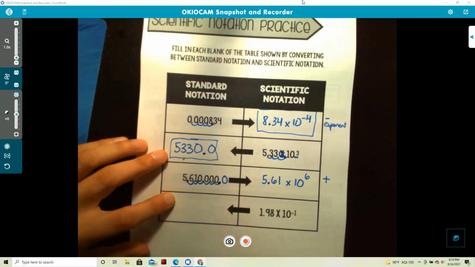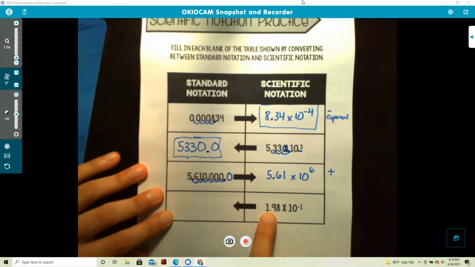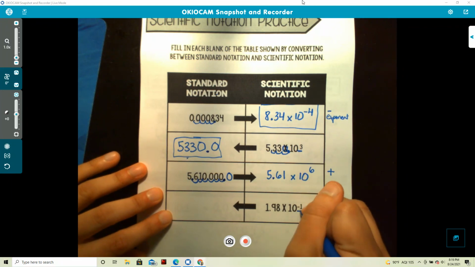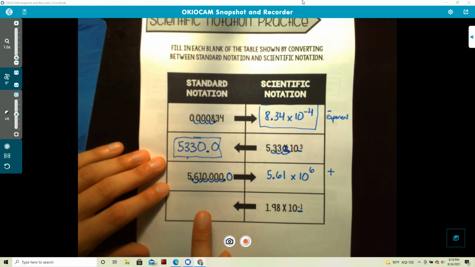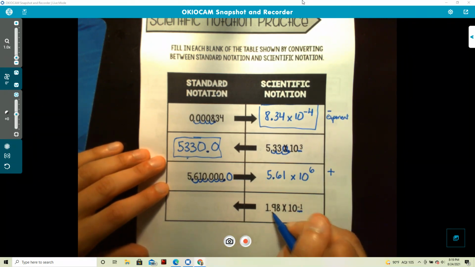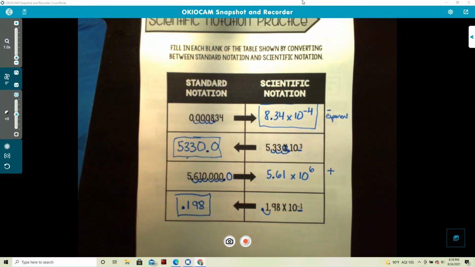All right, let's go down here. So now we have 1.98 times 10 to the -1. So it's a -1. That means we want to express the standard notation of less than 1. So we're not going to move to the right. We're going to move to the left 1 time. So we're left with 0.198. And that's it. We just move 1 time. So this is our standard notation and our scientific notation.